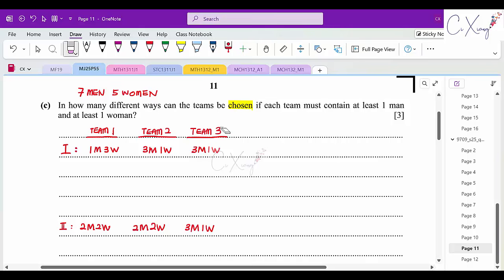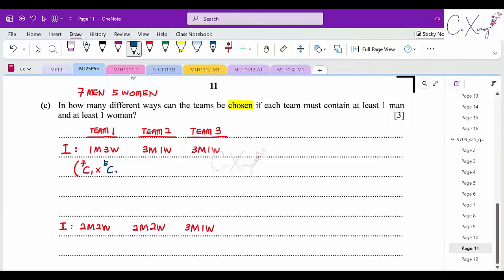Alright, then now let us try to figure out what are the combinations that we have for team 1, team 2 and also team 3. Let us start with team 1 first. For team 1, we are having 7 men in total originally. So I have 7, then I want to choose one of them to put in team 1. Then I have 5 women originally. Maybe I try to put it in a different color, easier for you to visualize. For women, I want to choose 3 of them and put them in the group.